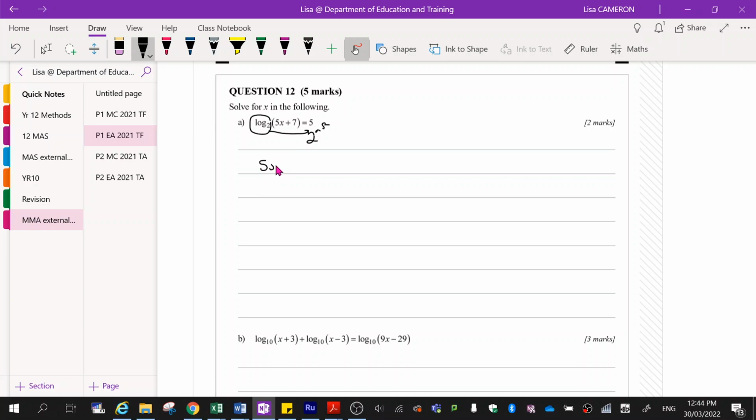That's going to leave me with 5x plus 7 is equal to, now 2 to the power of 5 you can do on your fingers. 2 times 2 is 4, times 2 is 8, times 2 is 16, times 2 is 32.